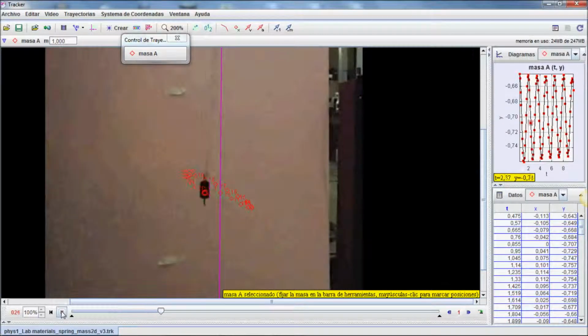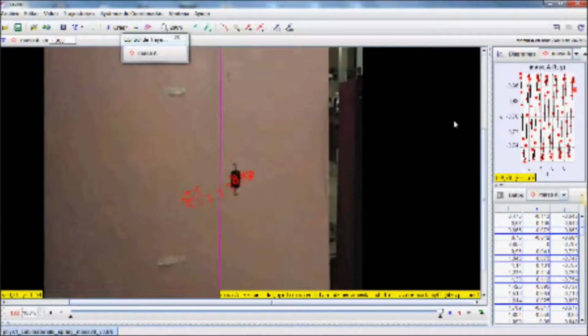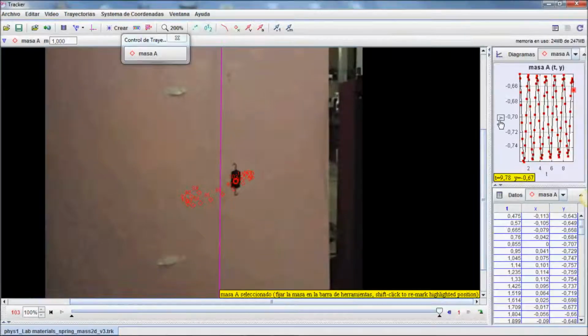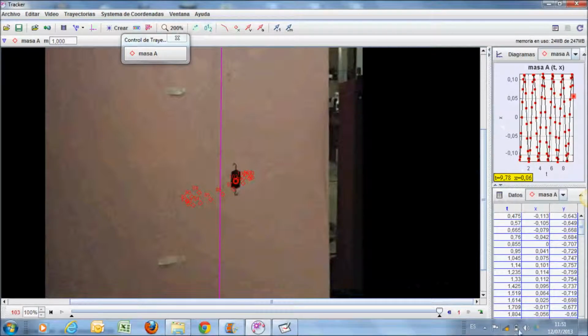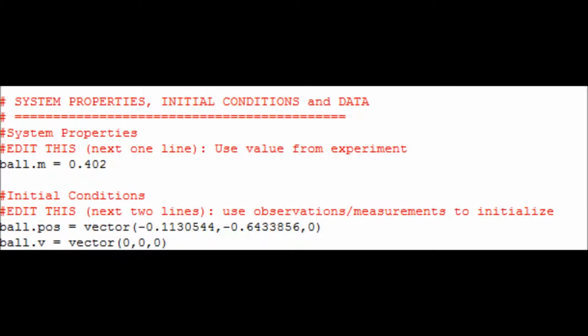If we analyze the movement with Tracker, we can see that the mass swings and oscillates as we expect. So we have a periodic movement in the vertical direction, and also we can see that we have a periodic movement in the x direction. We are going to study this movement using a model with Python.